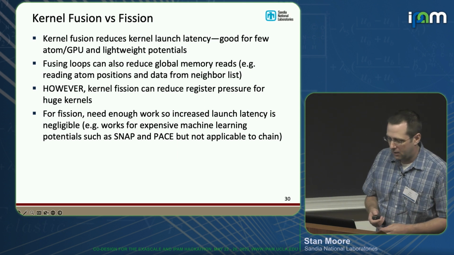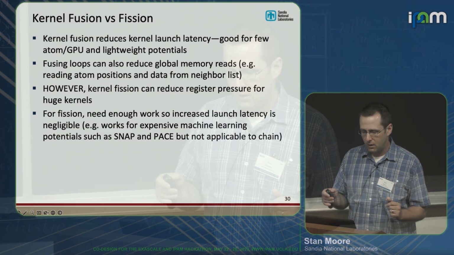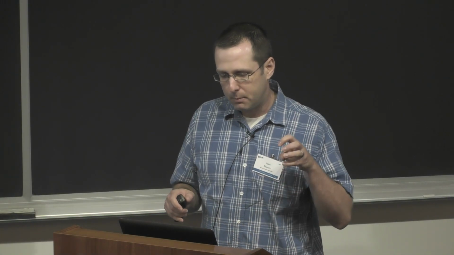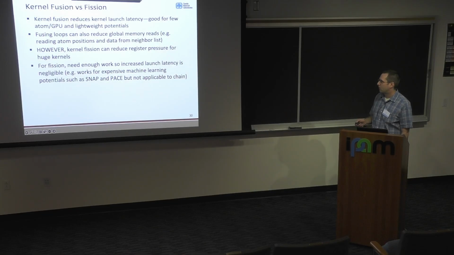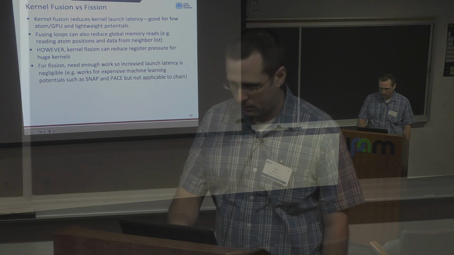However, if you have a large kernel, then splitting up the kernels can actually reduce register pressure. We saw this with a very heavy benchmark, the machine learning potential SNAP, that Evan will talk about in the next talk. For fission, you really need enough work so that the launch latency is negligible. So fission is not going to work for chain. We need to do fusion.